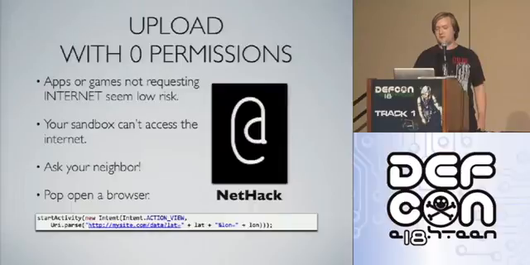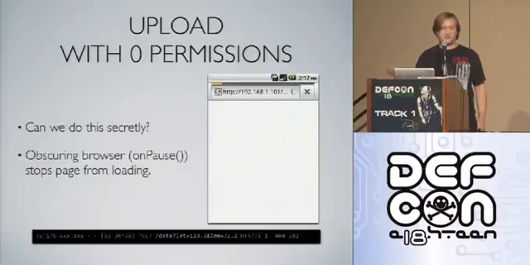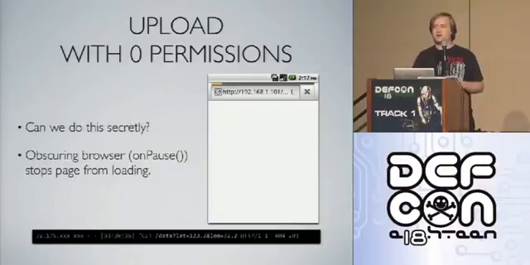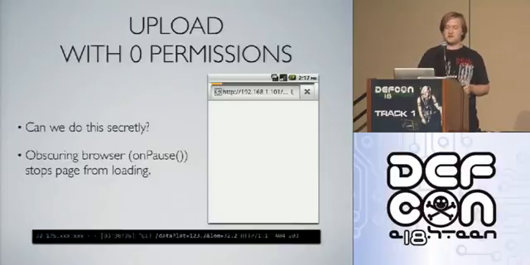But there's a problem with this. It does pop open a browser. The browser would appear, and the user would be like, "Huh, that's kind of strange. Why is there a browser on the screen?" So then the question is, is there a way that we can do this secretly? If you attempt to pop open the browser and then pop open another activity on top of it, obscuring the activity actually causes the on-pause event to happen, which stops the page from loading. So that won't actually work. We have to do something a little more clever.